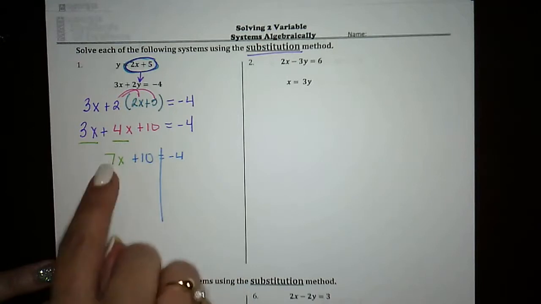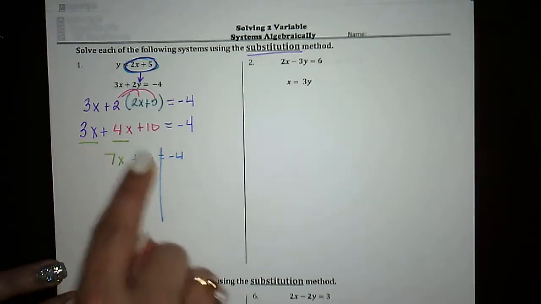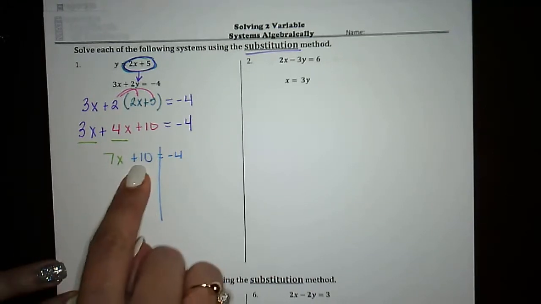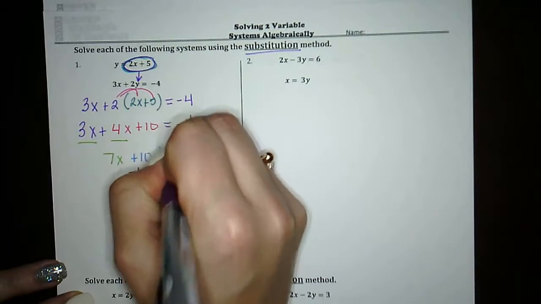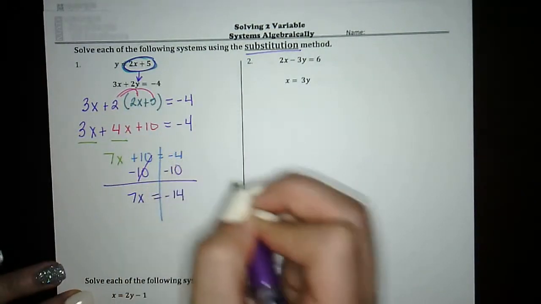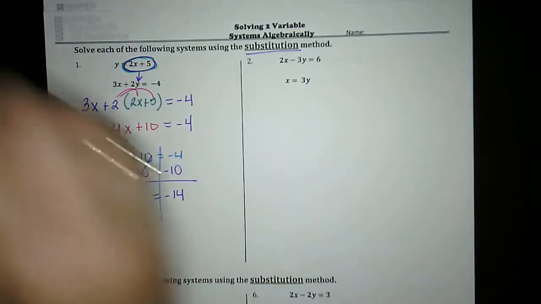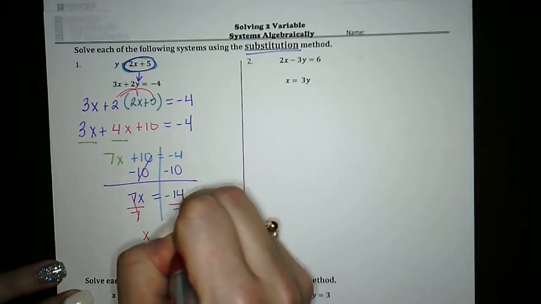Right now, remember we're trying to get x by itself, so what's farthest from x but is still on the same side? This 10. So we're going to subtract 10 on both sides. We're given 7x equals negative 14. Lastly, divide by 7 on both sides, and x equals negative 2.